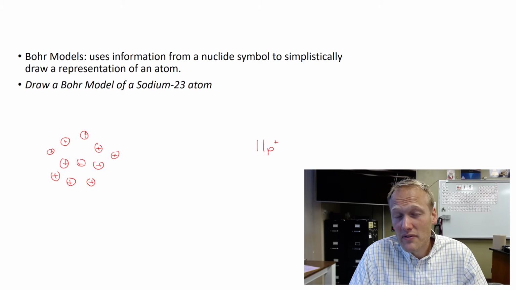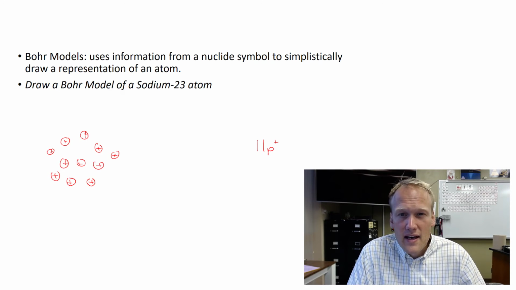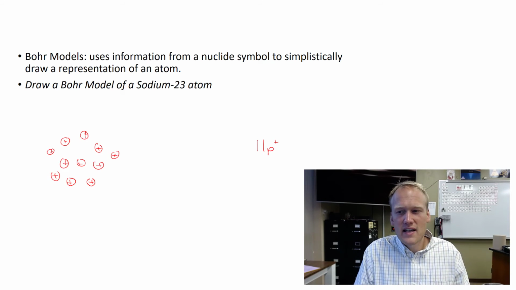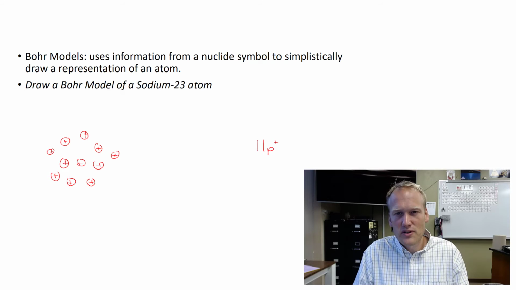On the right, I'm drawing a simplified version of the Bohr model of sodium, which is a little easier to draw. Now, the next thing is that we have a mass number of 23. That means my 11 protons have to be added to 12 neutrons to get to that mass number of 23.